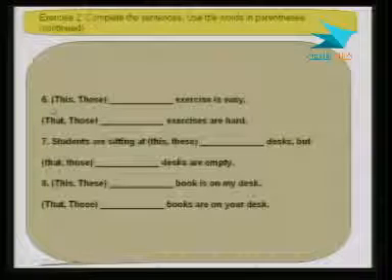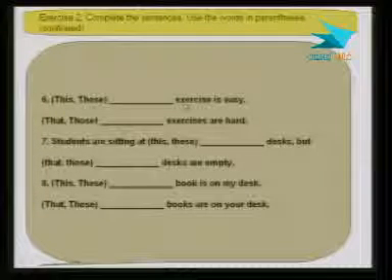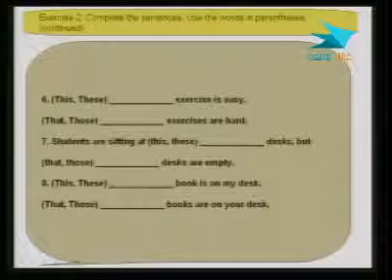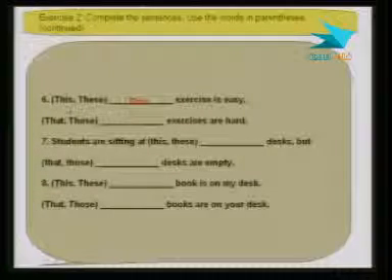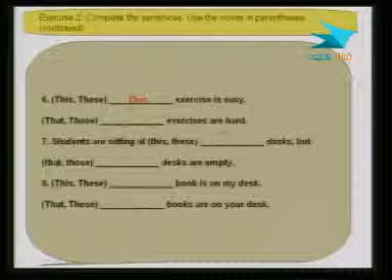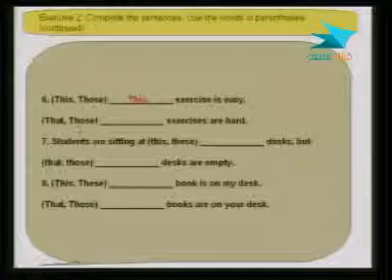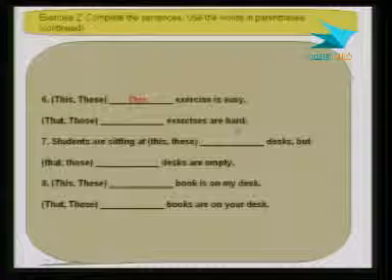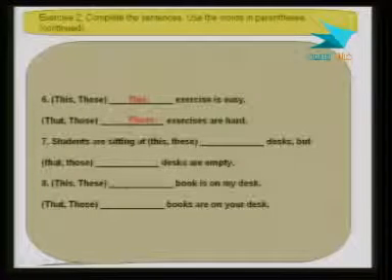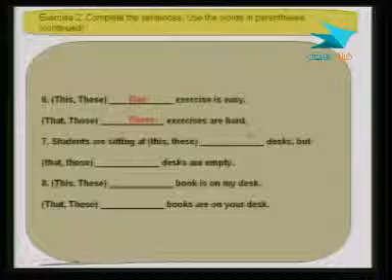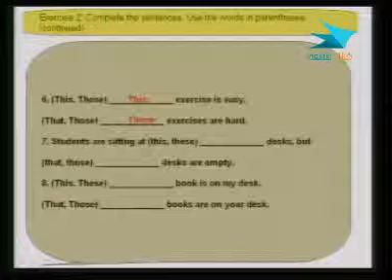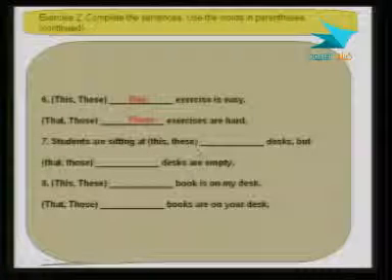Number 6 here, this and these, and we have exercise. Exercise is singular, right? So it has to be this one. This exercise is easy, right? That and those, and we have the noun here is plural again, right? Those exercises are hard. All right, number 7, students are sitting at this or these desks.